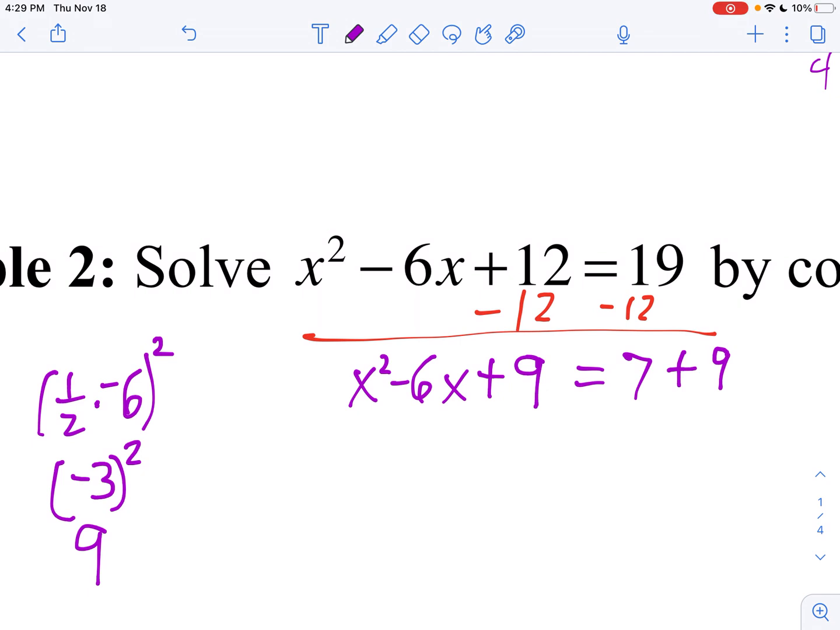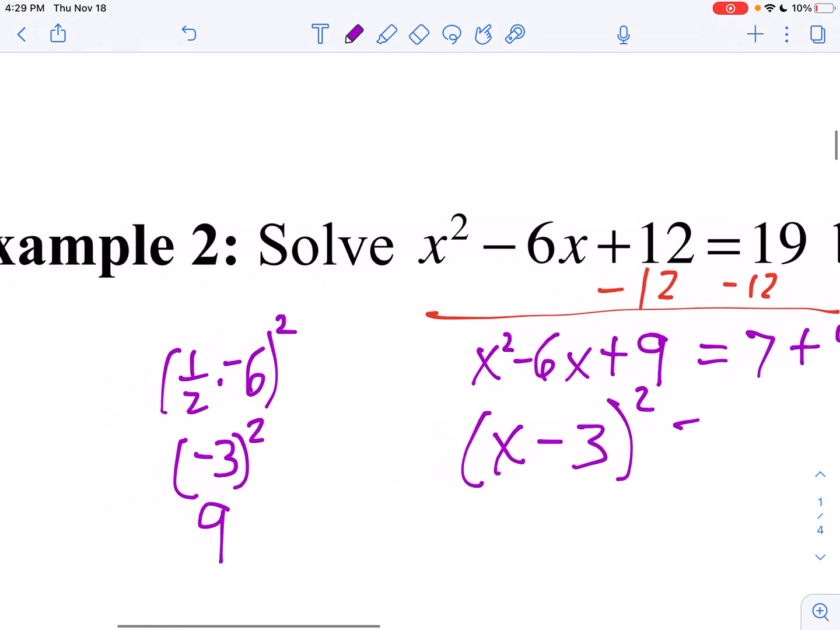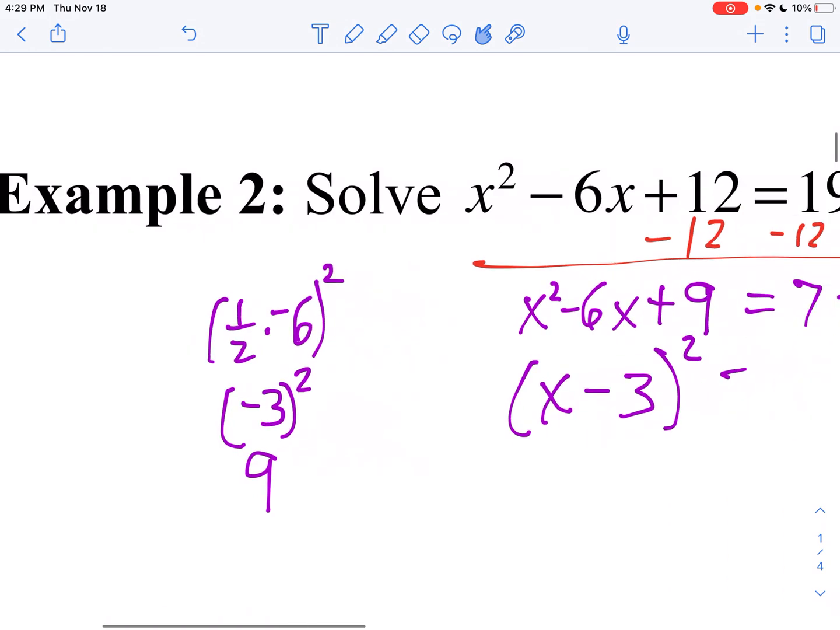Now the reason I'm adding 9 is because now I can factor the left side to make it a perfect square, so I can use my square root property. So let's factor that left side. The square root of x squared is x, minus the square root of 9 is 3, so x minus 3. It's minus because your middle term is a minus. So it's x minus 3, the quantity squared, equals 7 plus 9, which is 16.